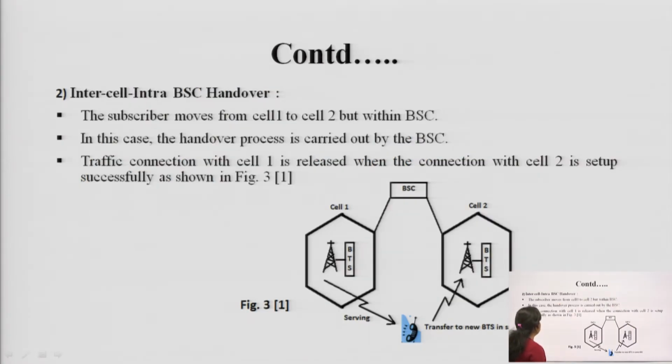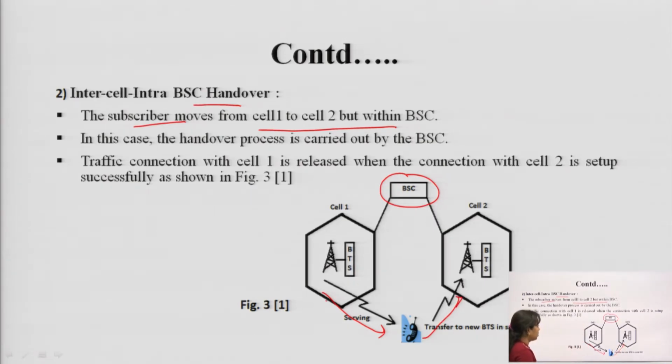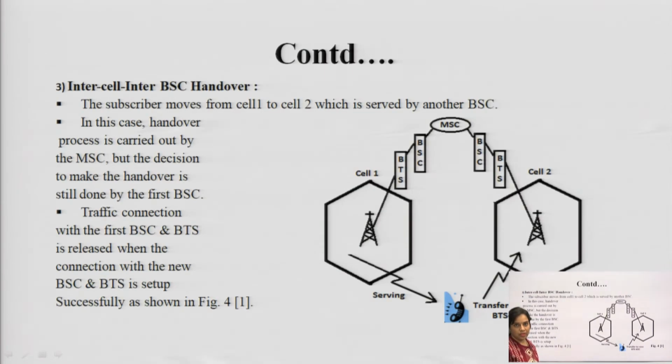Second one is the inter cell intra BSC handover, in which the subscriber moves from cell 1 to cell 2, but within the same BSC. So, you can see over here that the BSC is common between these two cells, and the control signals are transferred from the serving base station to the new BTS in the same BSC. So, that is the concept behind this, where two cells are considered and which are covered under a single BSC. In this case the handover process is carried out by the BSC. Traffic connection with cell 1 is released when the connection with cell 2 is set up successfully, and that is the case of the third figure, that is inter cell intra BSC handover.